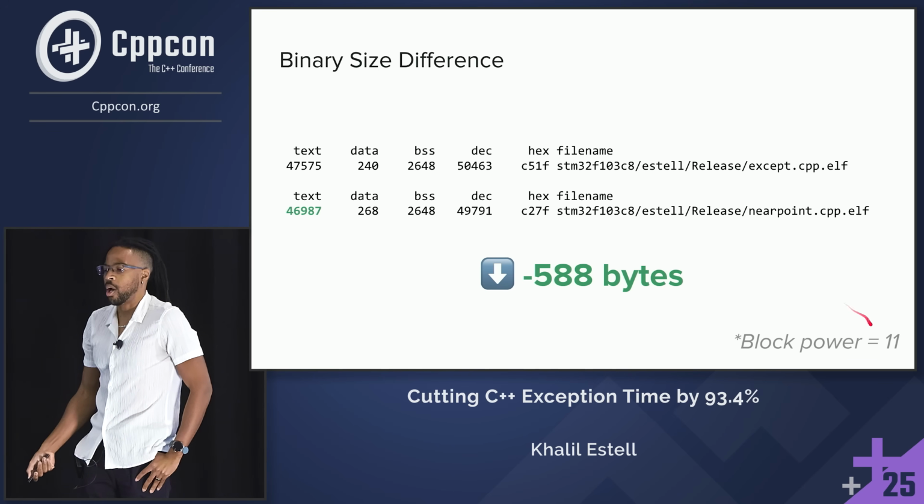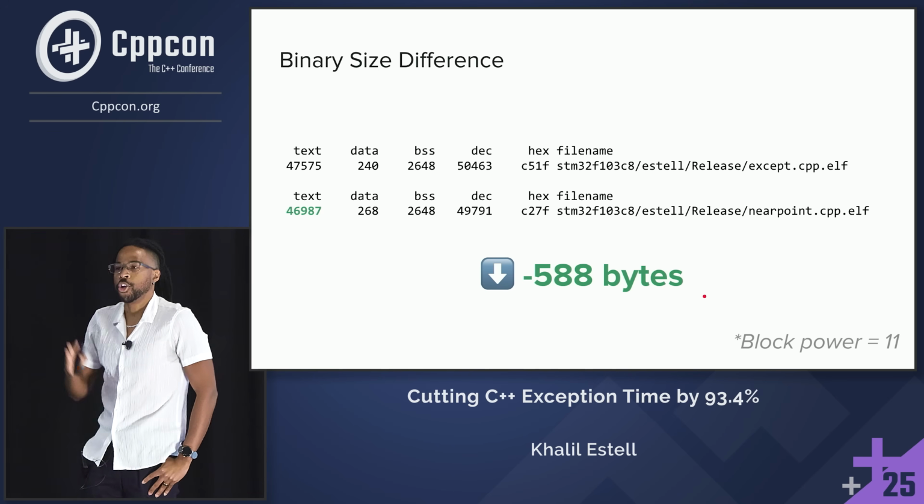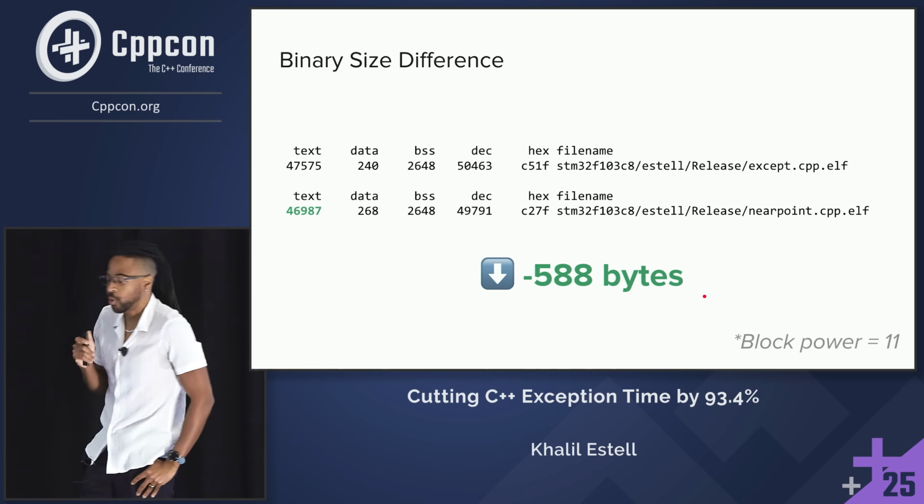And this is assuming a block size of 12 or 11. If you have anything higher than that, then it gets bigger. Your error gets a little bit bigger, so you get a little bit of a difference in runtime, but that's what you get.